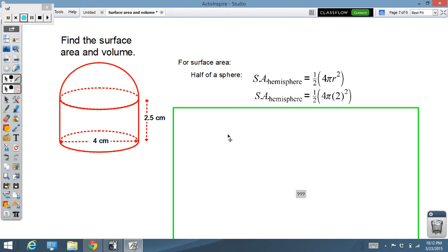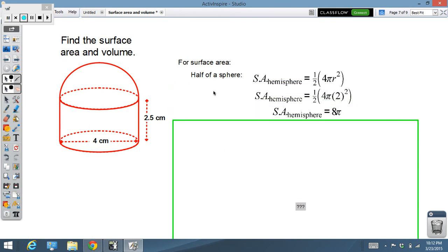Ready? Okay. Looking at a hemisphere, normally the surface area of a sphere is 4 pi r squared, right? But since it's only a hemisphere, I'm only going to use half of it. That's why the half is right there. So 4 pi r squared times 1/2. My radius is 2, square it, I end up with 16 pi, take half of that, and I get 8 pi for the surface area of the hemisphere.